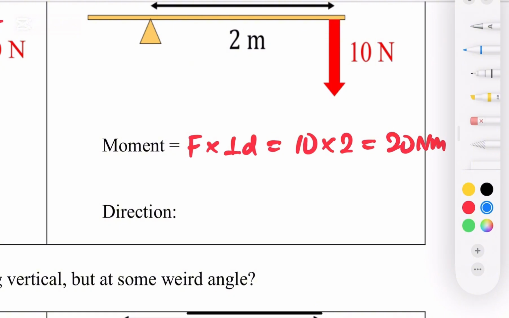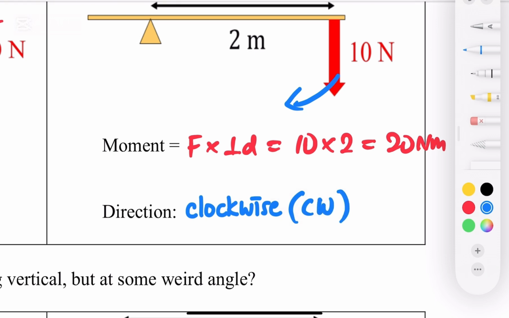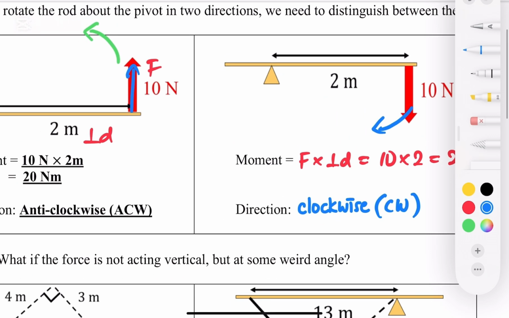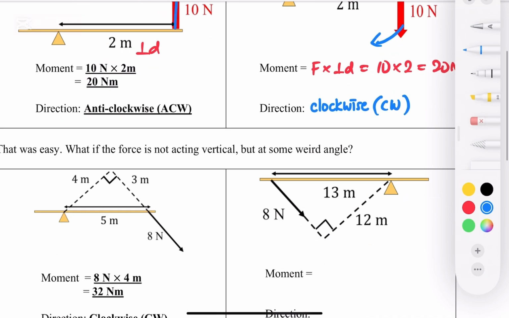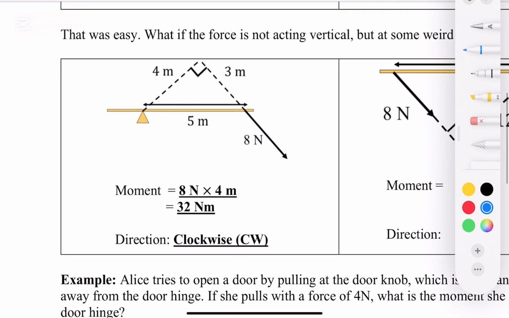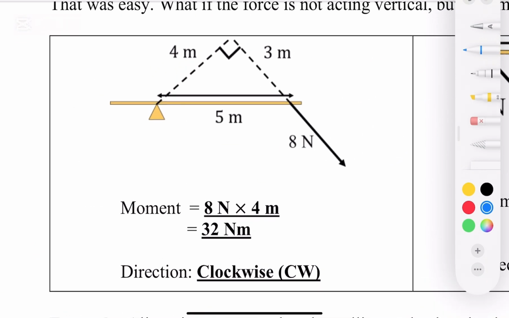So over here, the moment is going in the clockwise direction, right? Because the force is pointed downwards. So you have to indicate that the direction is clockwise. In physics, we are very lazy, so we use short forms to represent certain words. We can use CW or ACW to represent clockwise or anti-clockwise. You can use that in exams. It's understood.